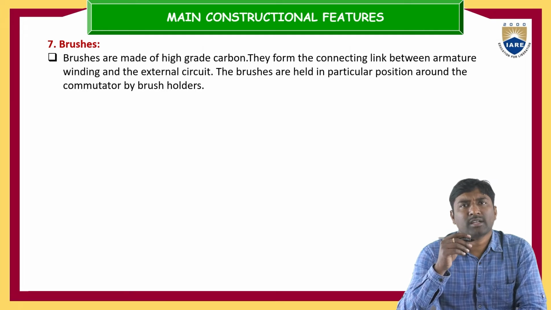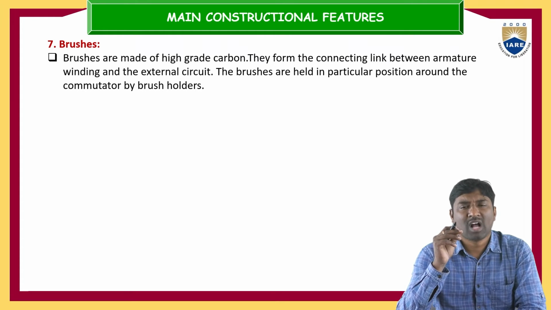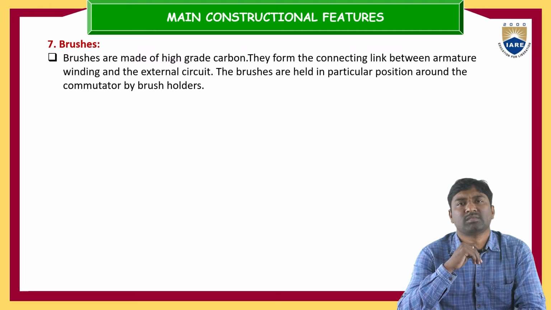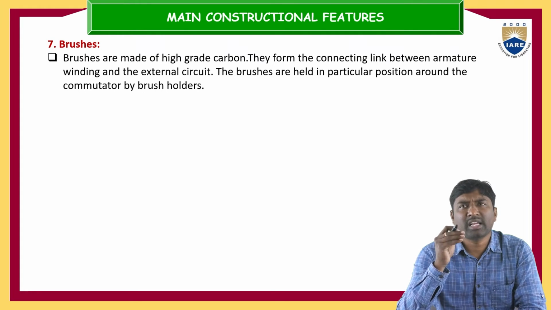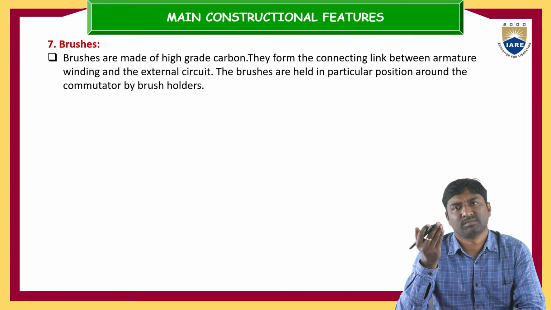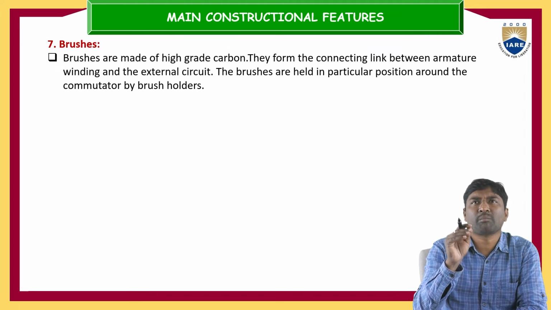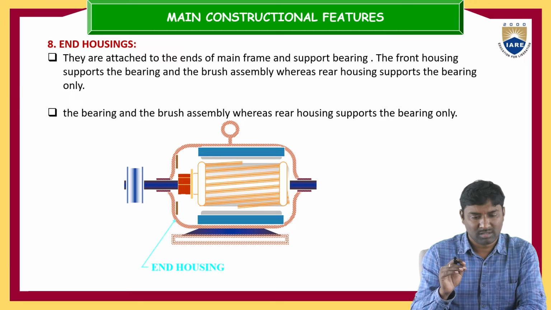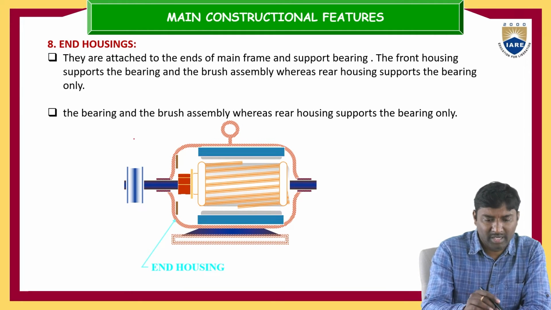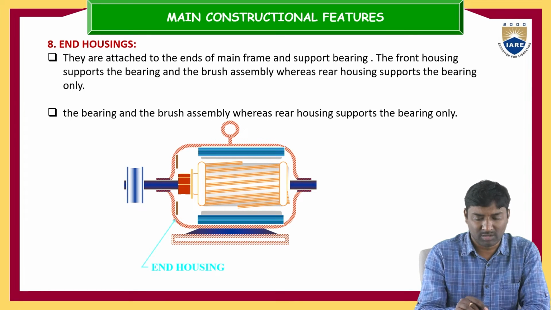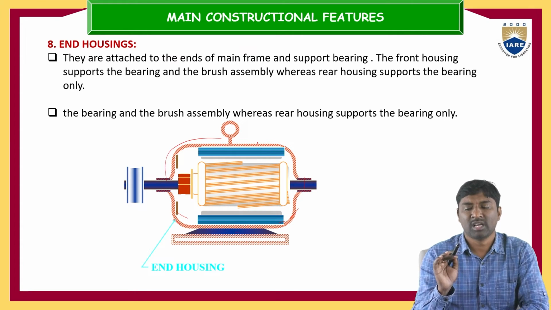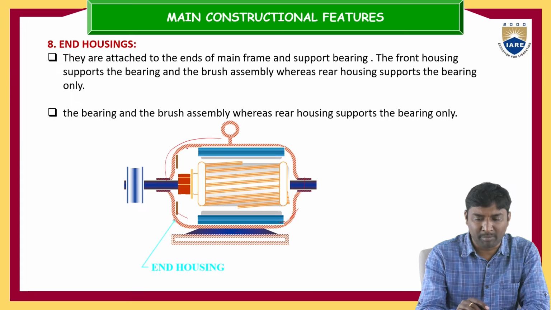Next, brushes. Brushes are made up of high grade carbon. They form the connecting link between the armature winding and the external circuit. These brushes are held in position around the commutator by brush holders. You can see here, this is the end housing. The end housings are attached to the end main frame and support the bearings. The front housing supports the bearing and brush assembly.